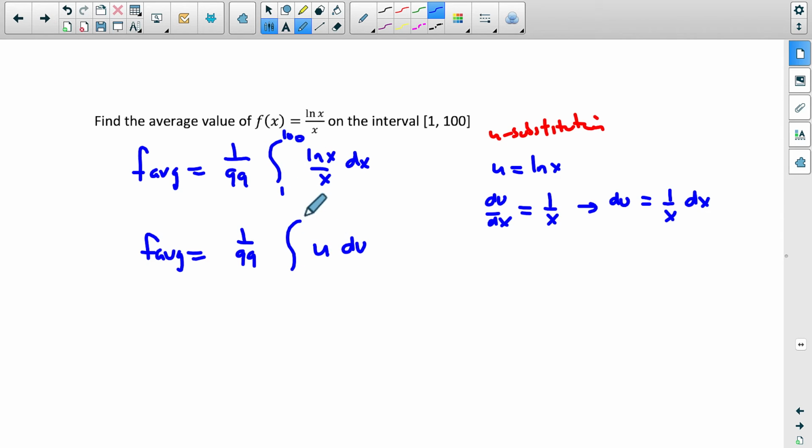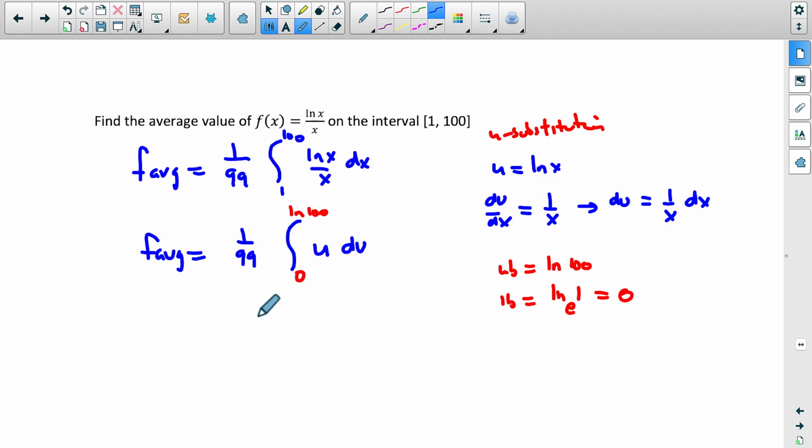Remember, I'm not going to put 1 and 100 here. When you do u substitution, you have to change the bounds. So our new upper bound is, remember how to do it? You just stick the upper bound into this expression right here. So it's going to be natural logarithm of 100. And for our lower bound, you do the same thing. You're going to put 1 in there. So you get natural logarithm of 1. But wait a minute. Natural logarithm of 1, e to the what equals 1? e to the 0. So our new bounds are 0 and natural logarithm of 100.